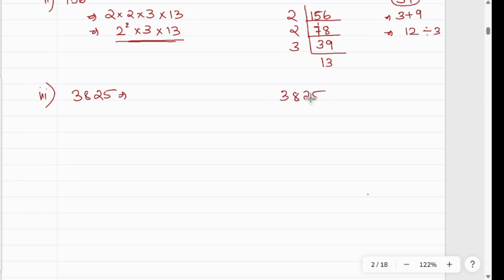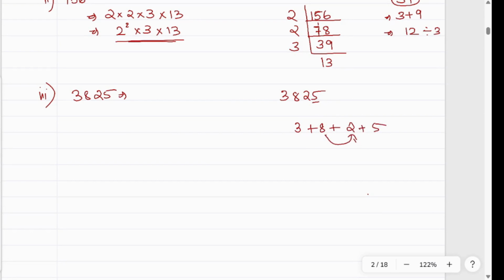3825. We have to check whether this number is divisible by 2. This is not divisible by 2 since the ending number is 5. So we will now go to the number 3. How to check whether this number is divisible by 3? For that we have to add the numbers 3 plus 8 plus 2 plus 5.